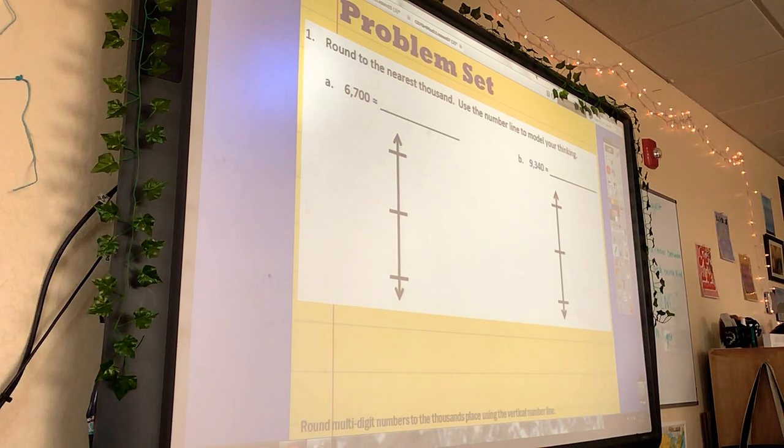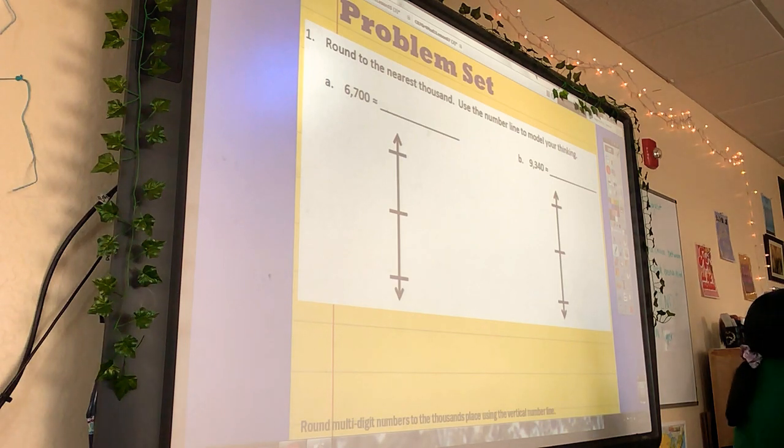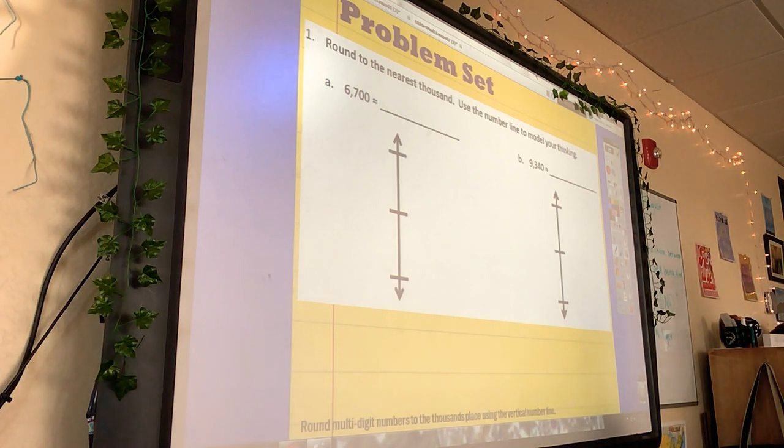So that's a good question. It depends what you're rounding to. But if you're rounding to the nearest 1,000, 6,000 would go below, 7,000 would go above, and then your number would be the midpoint, right? But remember, when it's 5 and above, it rounds up. So you round up to 7.